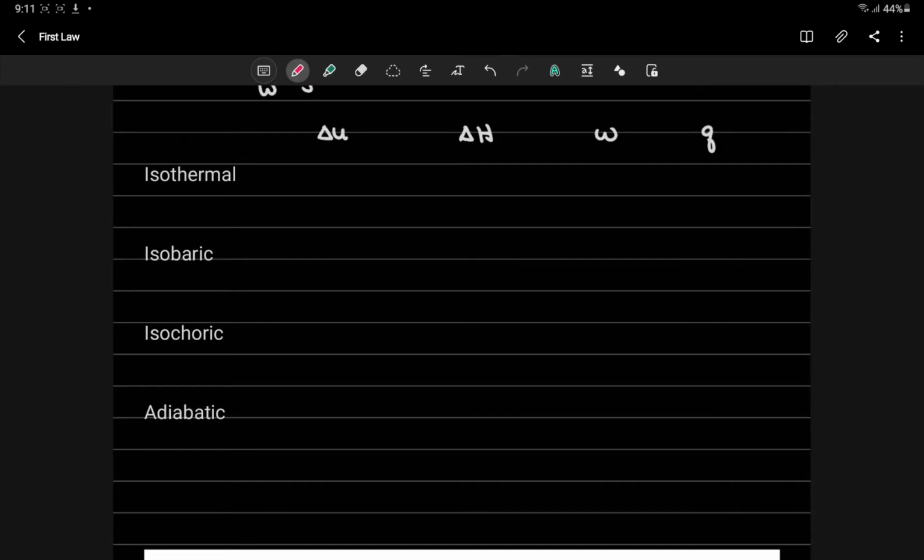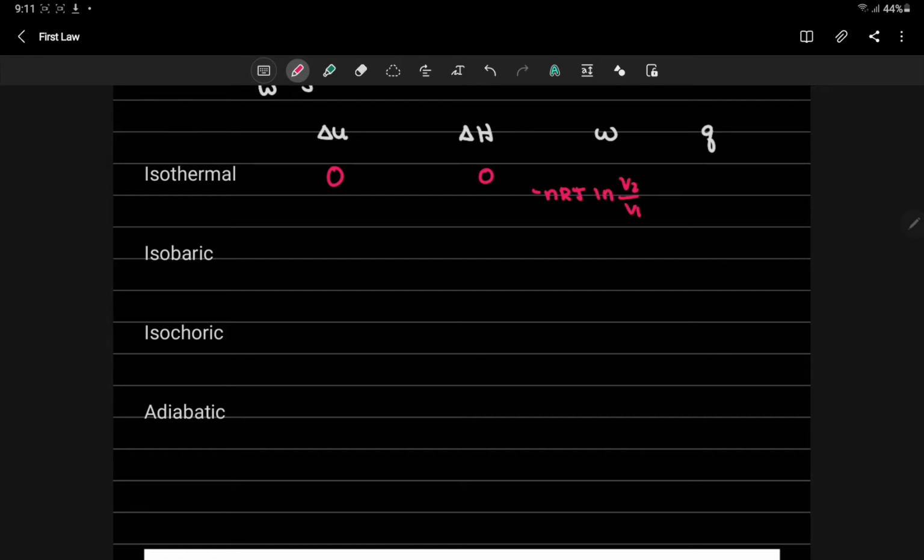Just to summarize all the equations for different conditions of reversible processes involving perfect gases, I made here a table, and let's try to fill in the rows and columns of this table. So for isothermal, again, 0 ang delta U, 0 ang delta H because constant si temperature. W, you can use the expression minus nRT ln of V2 over V1, and Q will just be equivalent to negative of your W.